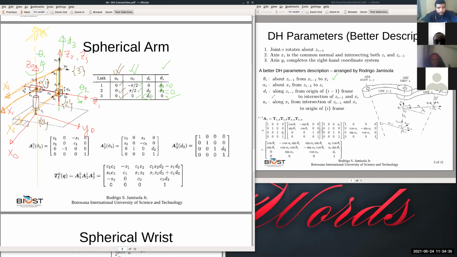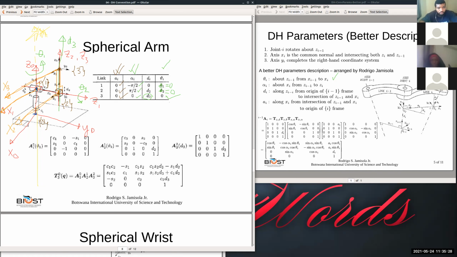Okay, now let's go to the D's. So D1 along Z0. Where is Z0? This is Z0. From origin of frame 0. Okay, let me change the color. Origin of frame 0 is this one, to the intersection of Z0 and X1. So this one. So it is along Z0, in this direction, from the origin of frame 0 to the intersection of Z0 and X1. So from here to there along that, that's a positive direction. So this must be positive.